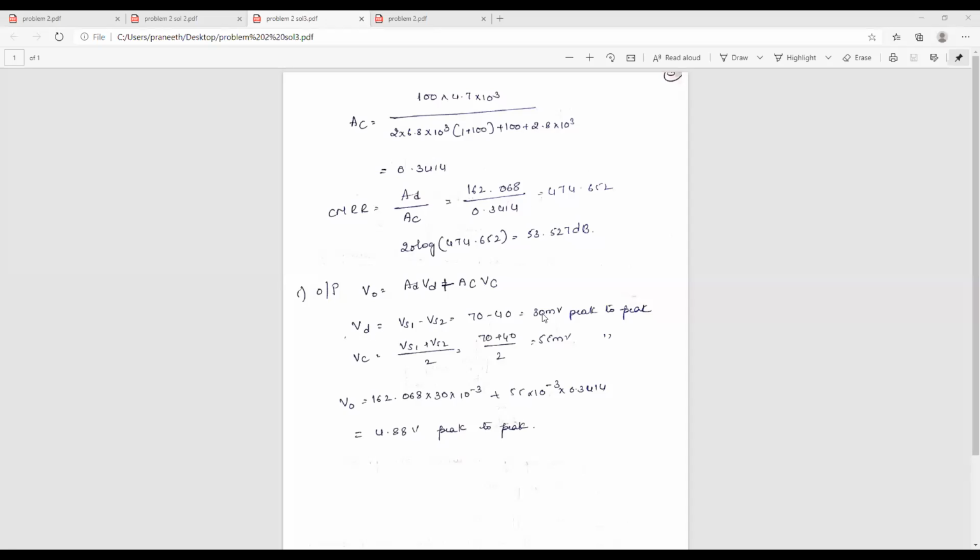So far we have got 30 millivolts as VD, and similarly the common mode voltage is the average of your input source voltages, that is VS1 plus VS2 by 2.